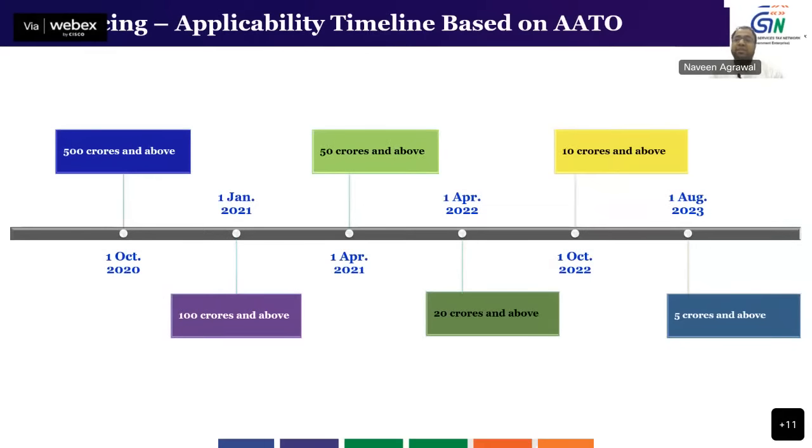So currently you can see this is the timeline for e-invoicing in India. Now from 1st of August, people with a turnover of 5 crore and more will be eligible for e-invoicing. Previously it was 10 crore and above.